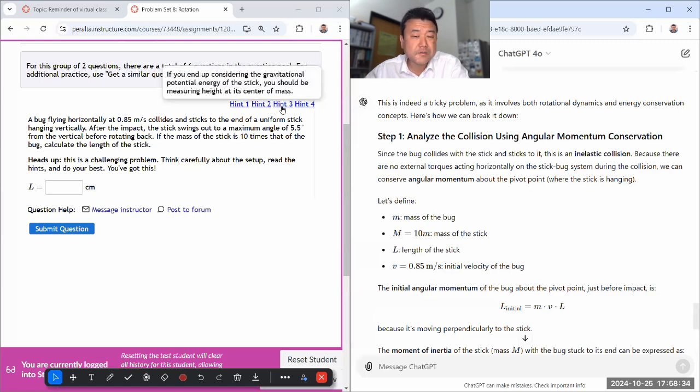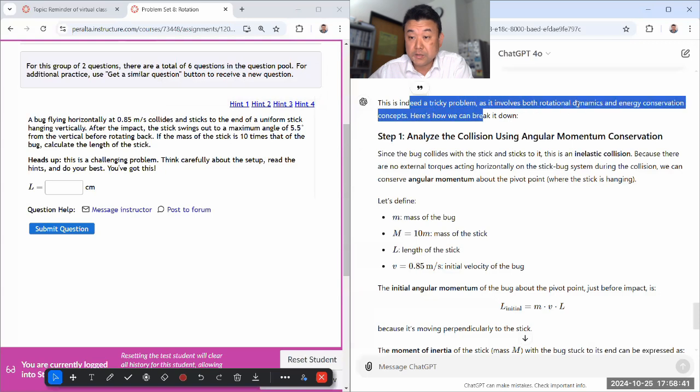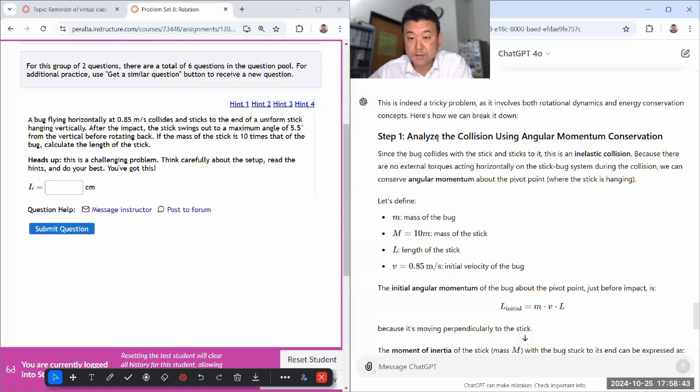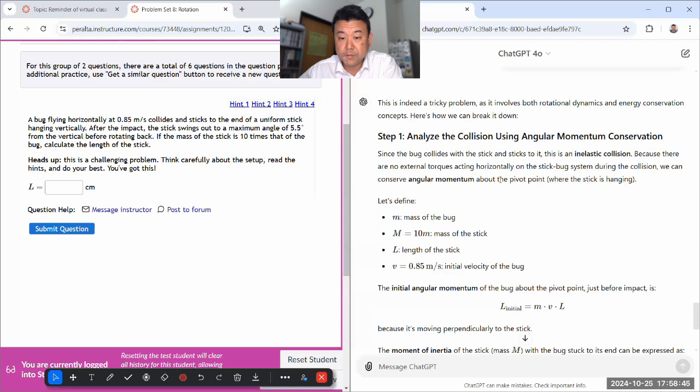So maybe it's all the little pieces that you need to consider that make it challenging. Rotational dynamics and energy conservation, and the collision using angular momentum. It's an inelastic collision, so no energy conservation at the collision. And because there are no external torques, yeah, no.